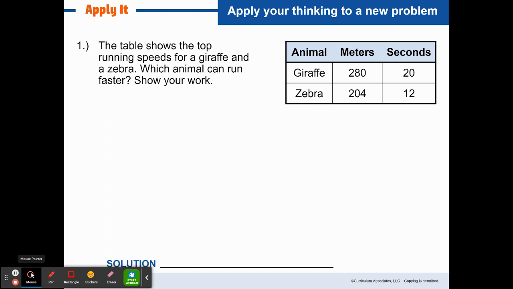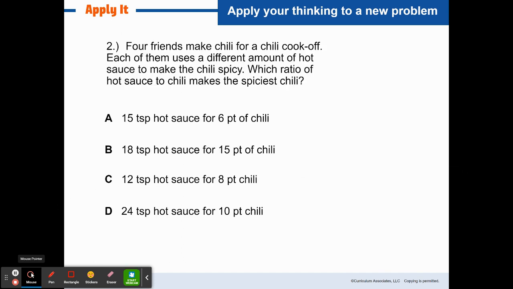Alright. Number 2. 4 friends make chili for a chili cook-off. Each of them uses a different amount of hot sauce to make the chili spicy. Which ratio of hot sauce to chili makes the spiciest chili? So, whatever rate you find, you want it to be the same for all of them. So, hot sauce per 1 pint of chili. Let's see what this one is.